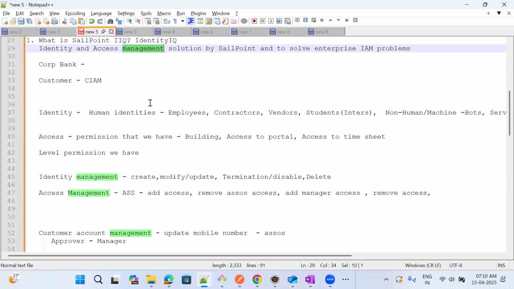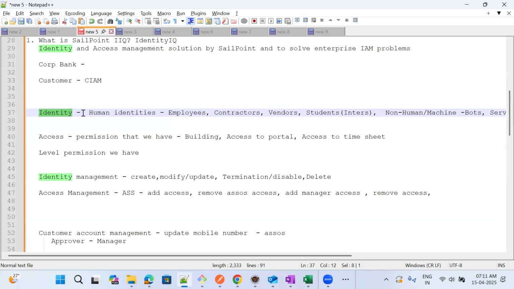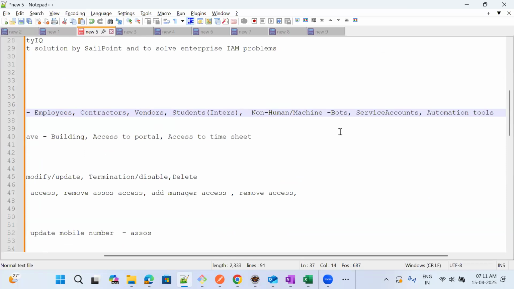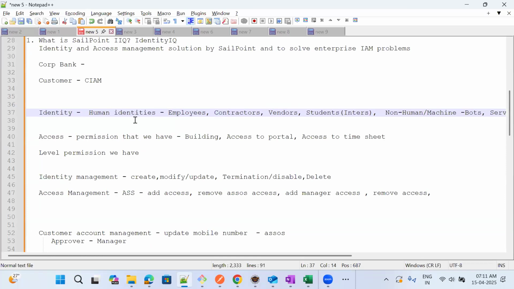To give a short overview, whenever we say identity, we refer to all the persons who work for the organization. The persons could be employees, contractors, vendors, or students who will be part of an internship. We refer to all such people as identity, and this is one category. Apart from that, we have some non-human identities also working for the organization, like chatbots, service accounts, and automation tools. All of these together we call identity.